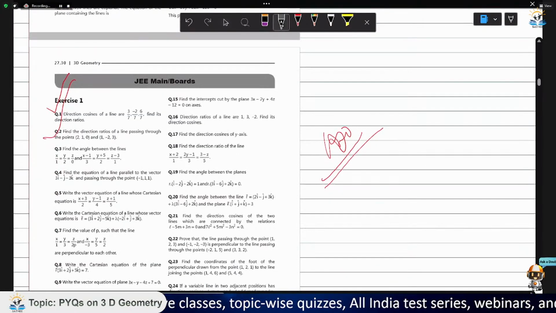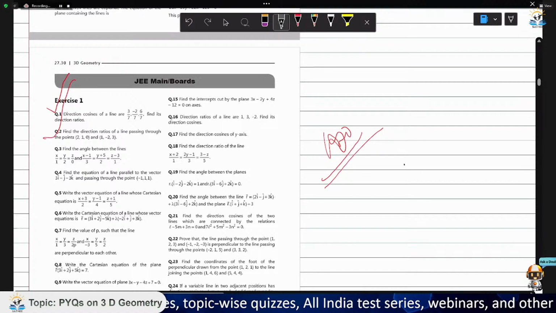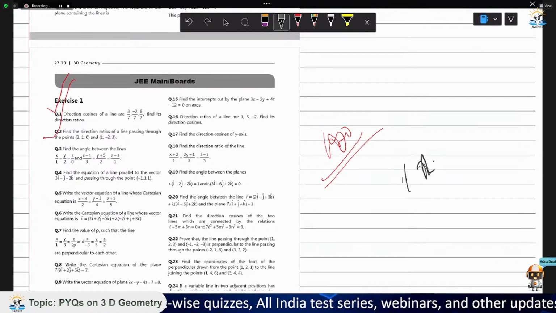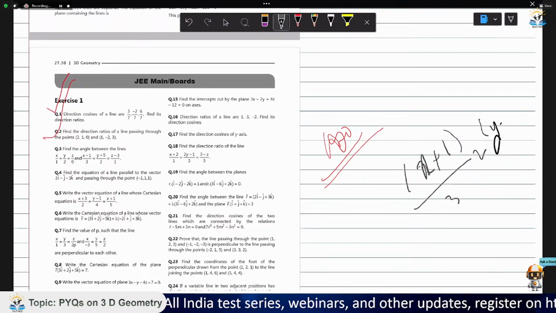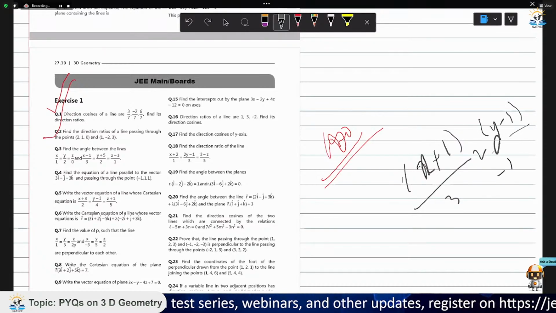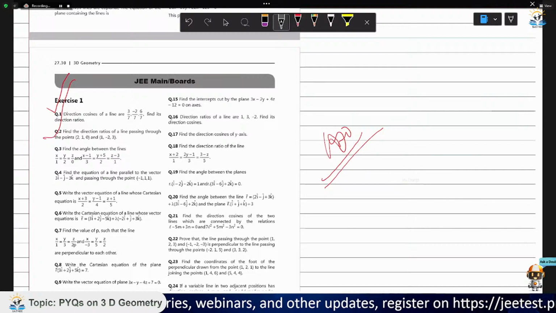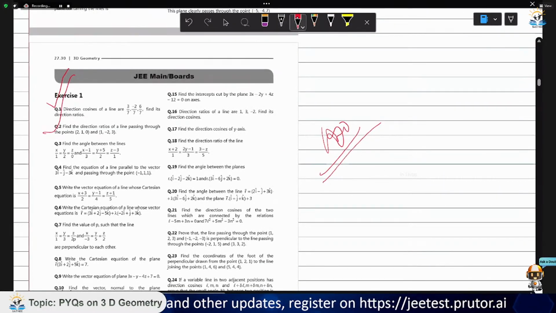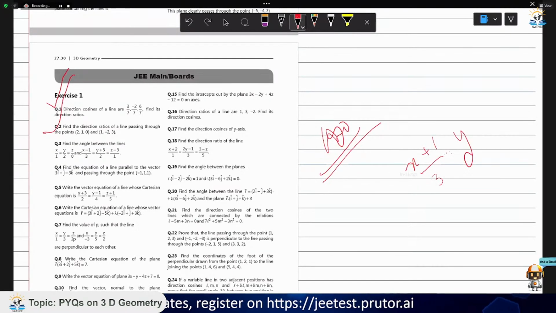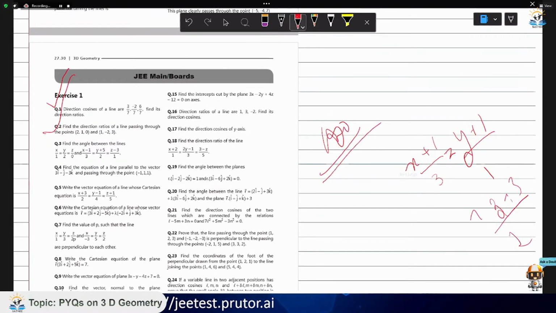Okay, find the equation of the line parallel to the vector passing through this. Very easy. (x minus 1 plus 1)/3 should be equal to (y minus 1)/(minus 1). Let me use this pen again. It is (x plus 1)/3 is equal to (y plus 1)/1 is equal to (z plus 3)/1. So this is what the equation of the line looks like.